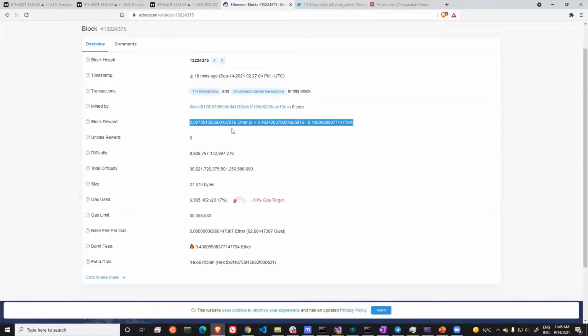And how is this ether composed? It's essentially composed of, okay, you have 2 ether for the reward, but you also have collected 0.46 ether from the actual transaction execution. Because you executed those transactions in this computer, essentially you are rewarded with those transaction fees.